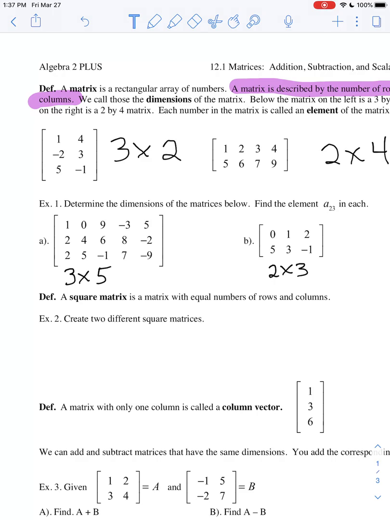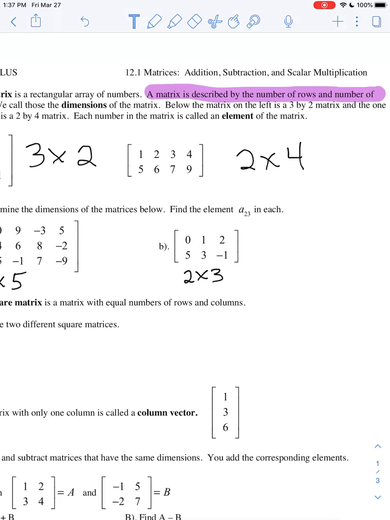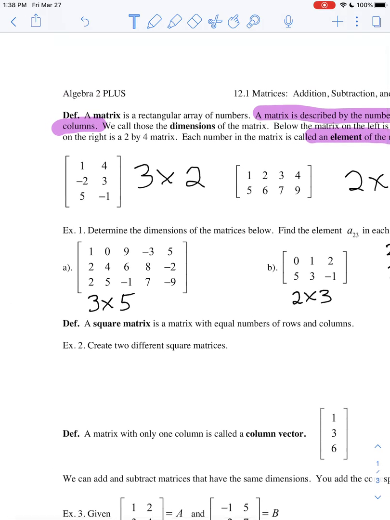All right, now let me explain what find the element A sub 2, 3 means. It's not A sub 23. What this means is find the second row, third element, in the third column. An element is each number in the matrix. Each of the numbers is called an element, and we can identify the element by the row and column that it has.